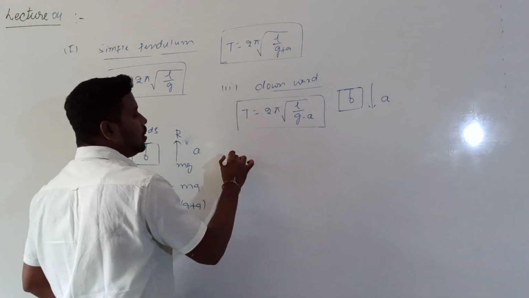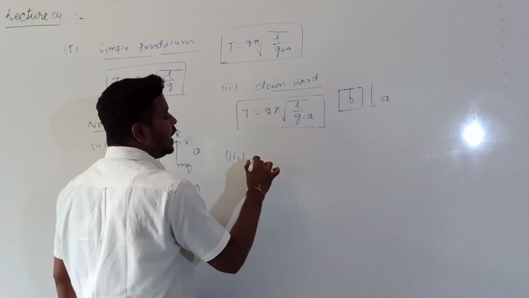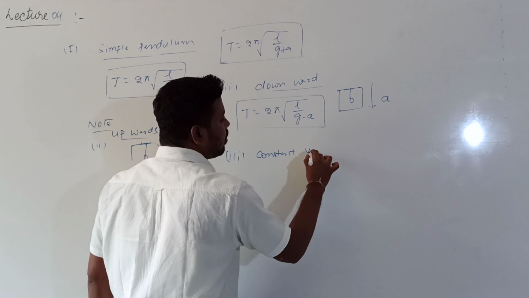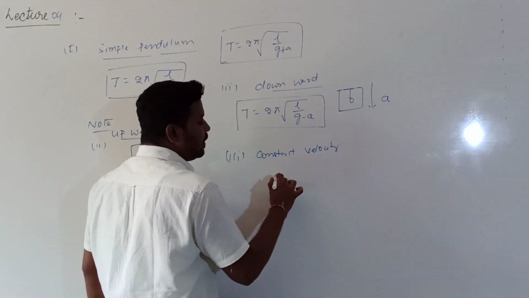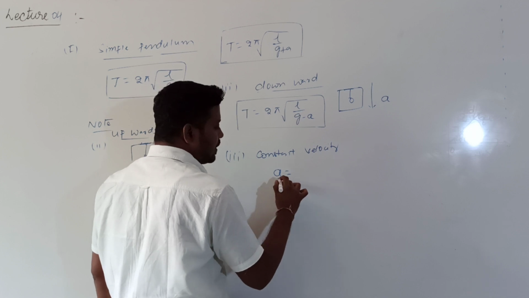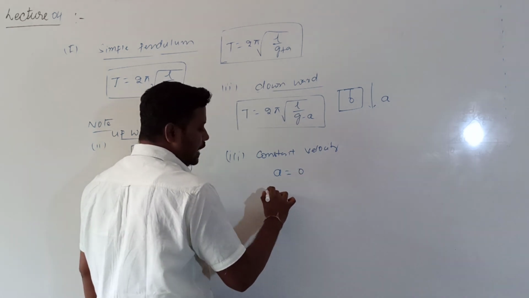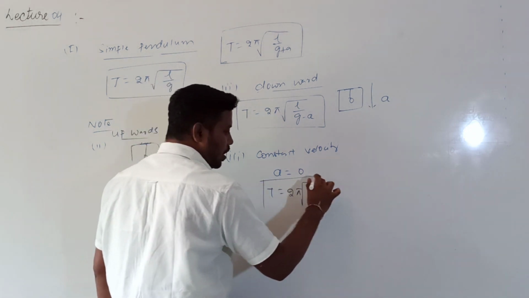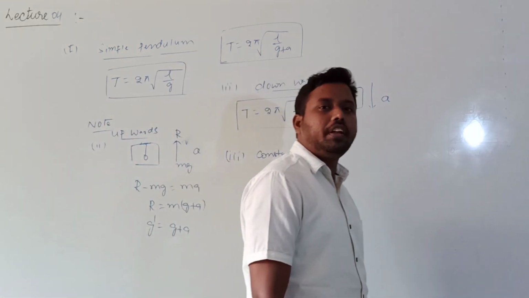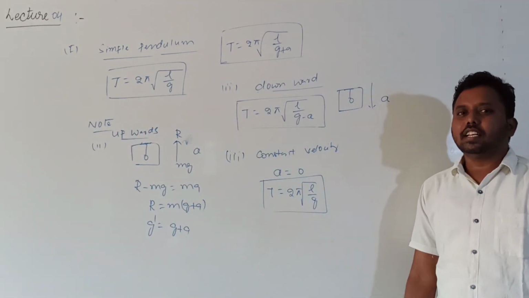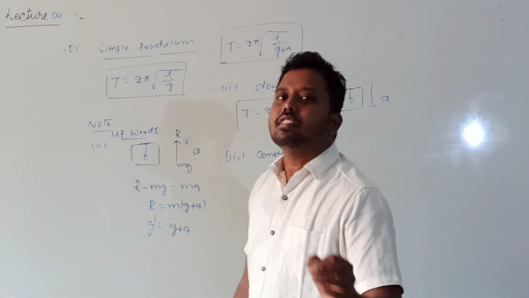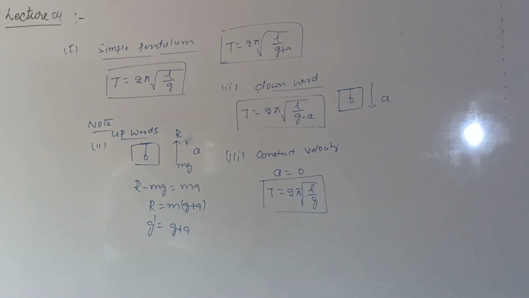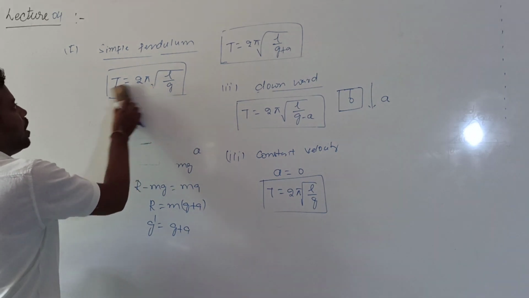Then the third one: if the lift is moving vertically up or down with a constant velocity, either the lift is at rest or moving with a constant velocity. Whenever the velocity is constant, the acceleration will be equal to 0. At that time the time period value will remain the same, given by 2 pi into root over L by g. Though the pendulum is attached to a lift moving with a constant velocity, the time period neither increases nor decreases, it remains the same. So the point is clear. This is the simple pendulum attached to the roof of a lift.